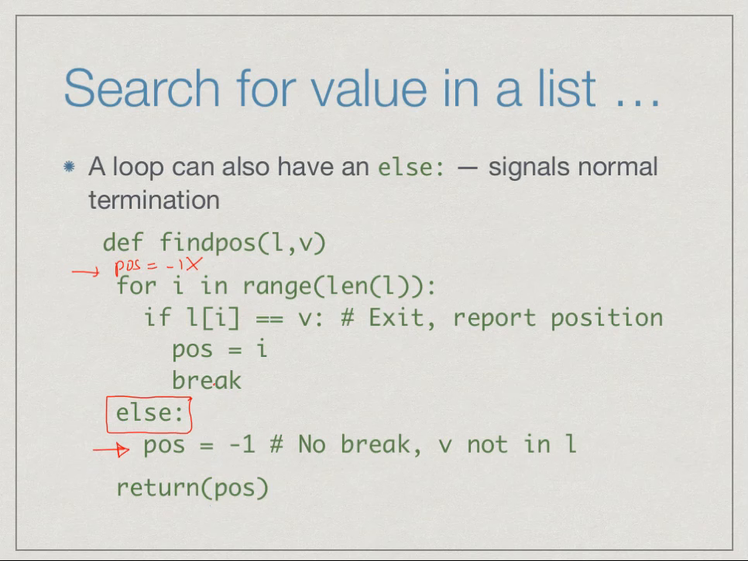So now we say, we have come through this whole thing and there has been no break. So there is no v in L, because otherwise we would have done a break, and otherwise pos would be set to a valid value in the range 0 to n minus 1. So there has been no break, there is no v in L. So let us set pos to -1 and then return.